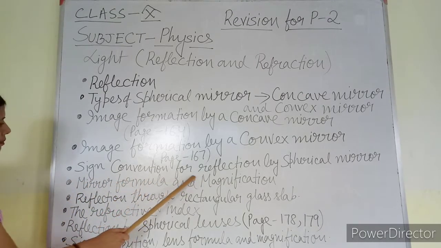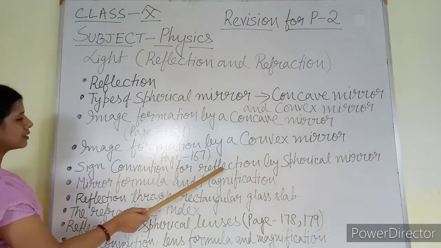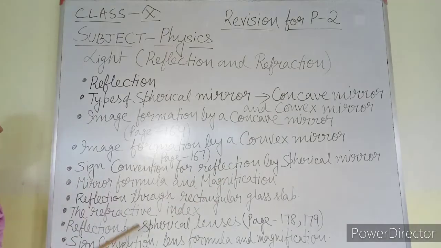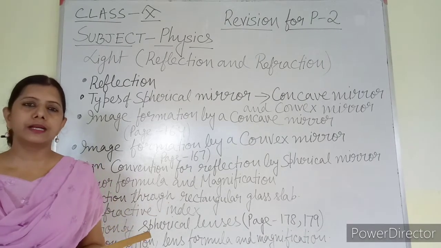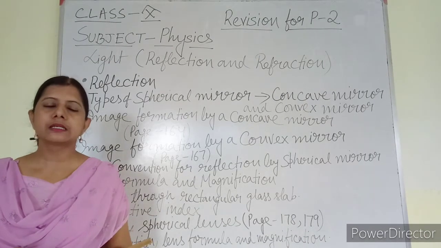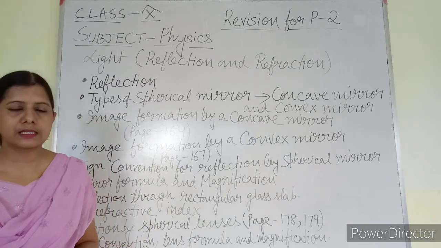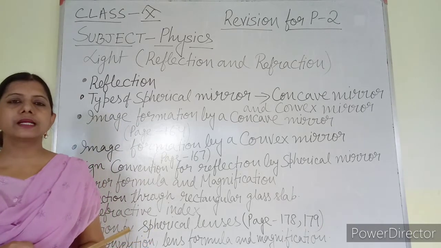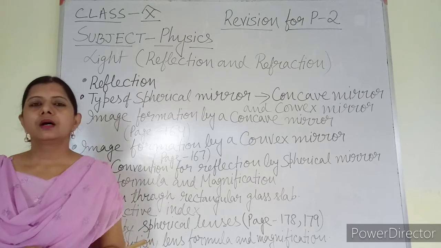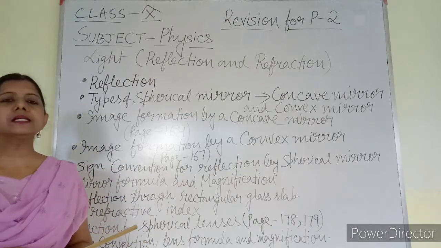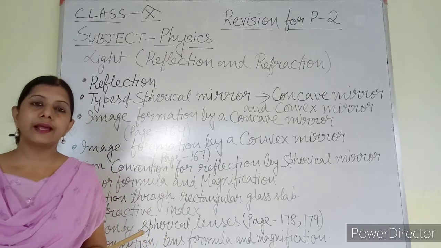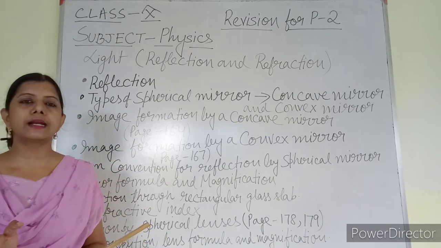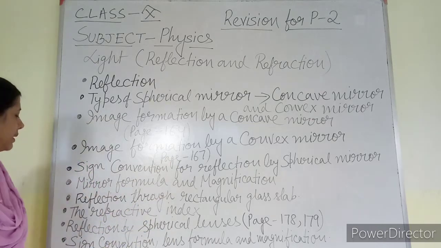Next, this is very important: the sign convention for reflection by spherical mirrors. If you don't know the sign convention, you will always make mistakes while doing numericals, because for doing numericals the sign convention is very much necessary. That is, the object distance is denoted by the letter u, the image distance is denoted by the letter v, the focal length is denoted by the letter f. Whether it will be positive or negative, you should know properly.